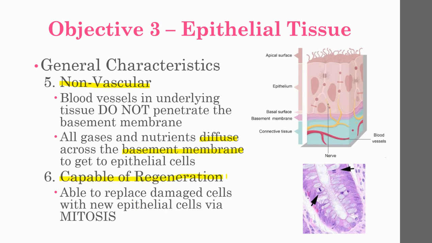Your epithelial tissues are usually constantly being replaced. They are exposed, and so a lot of times they're subject to damage, and we're able to constantly replace those cells that are damaged. Remember, we have the cell cycle that includes mitosis, and that's going to be constantly taking place in your epithelial tissues.